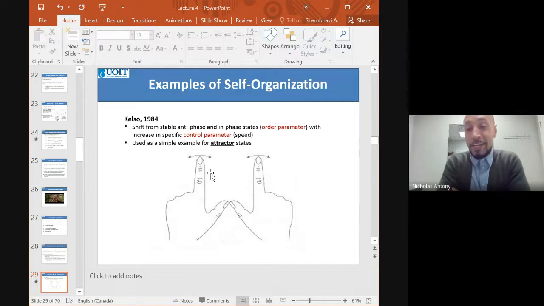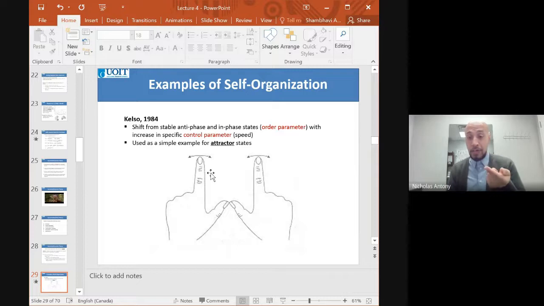This was one of the main examples that they gave of attractor states. So this is what they did. I want you all to put your fingers on the table and go back and forth like that. Now you're going to tell your body to alternate like this. Okay. Are we all doing it? Okay. Now go faster and faster. And then watch. Eventually they just start moving together.